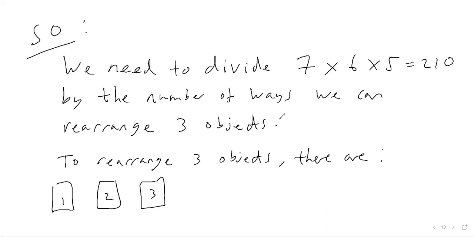So we need to divide 210 by the number of ways we can rearrange three objects, because again, when we choose our three pens, it's irrelevant whether we choose the red, green, or blue first. It's irrelevant as long as we choose the three pens. So we need to divide this number by the number of ways we can rearrange these three pens, because the order in which we pick them doesn't matter. So how many ways can we rearrange three pens? We've got 1, 2, 3 there. How many ways could we rearrange them?